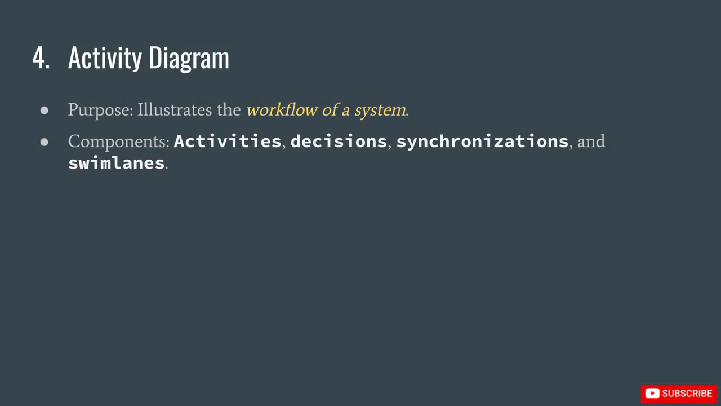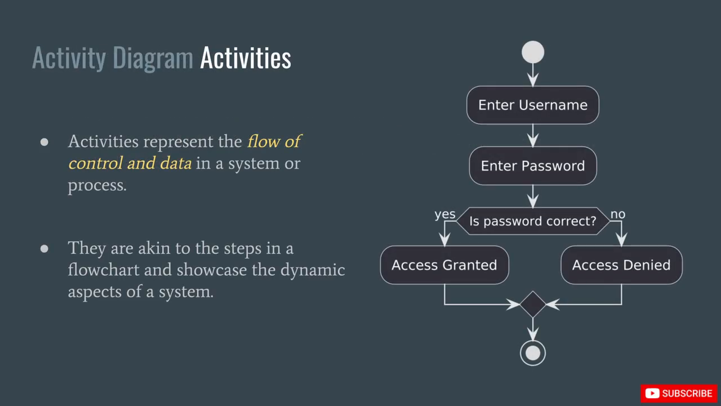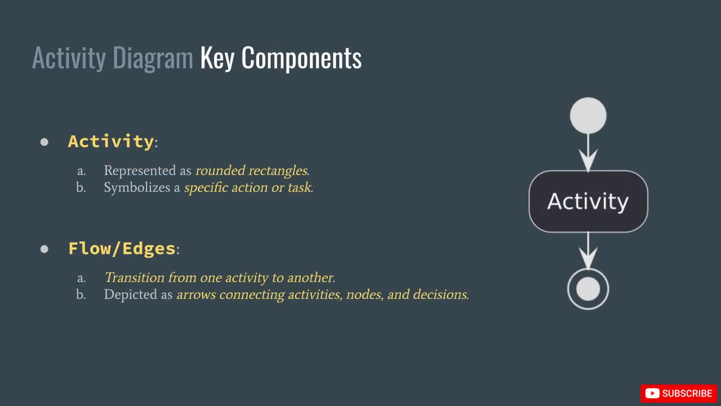Activity diagrams illustrate the workflow of a system. They include activities, decisions, synchronizations, and swim lanes to show how tasks progress and interact. Activities show how control and data flow within a system or process. They are similar to the steps in a flowchart, highlighting the dynamic parts of a system. Activities are shown as rounded rectangles and symbolize specific actions or tasks. Flows or edges represent transitions from one activity to another, depicted as arrows connecting activities, nodes, and decisions.